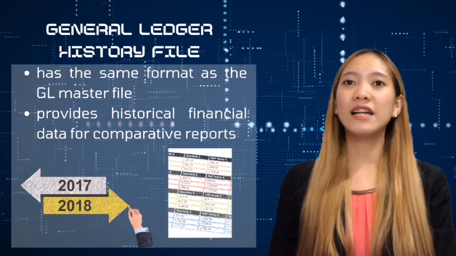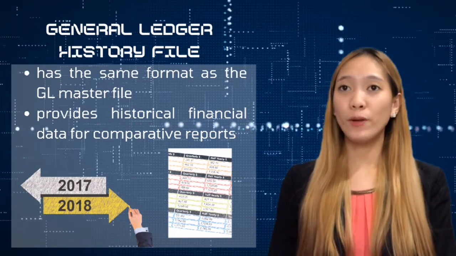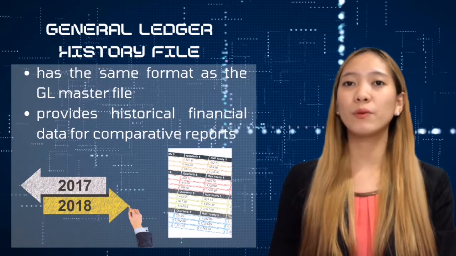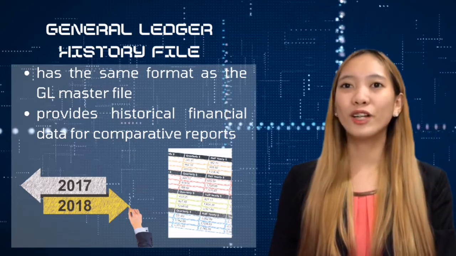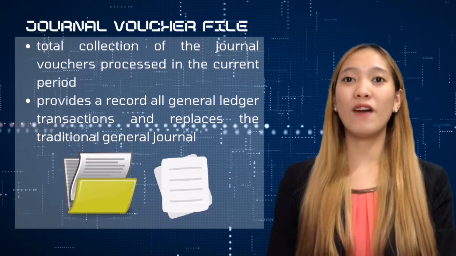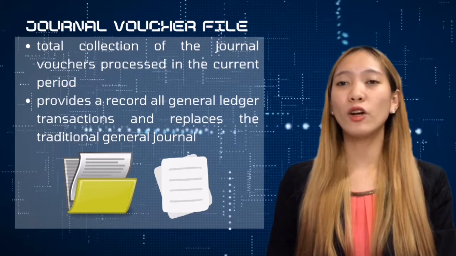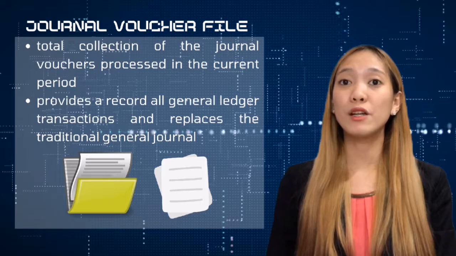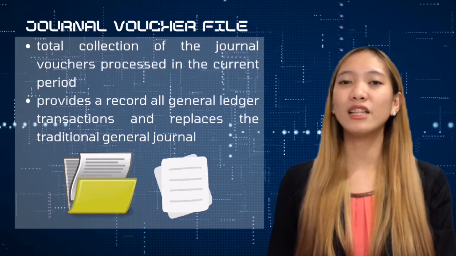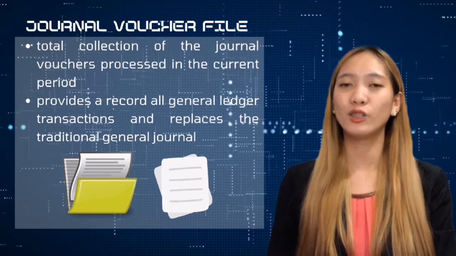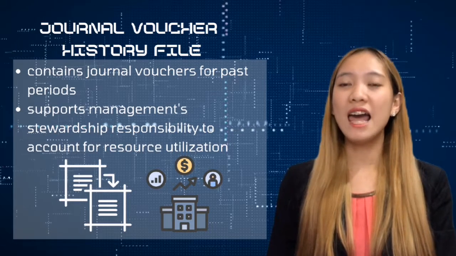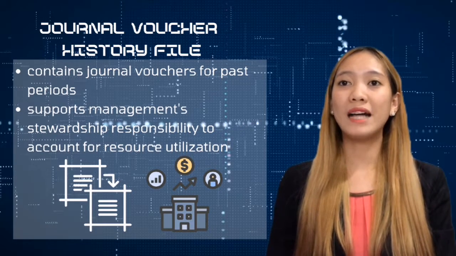The General Ledger History file has the same format as the General Ledger master file, but its primary purpose is to provide historical financial data for comparative financial reports. Next, the Journal Voucher file. It is the total collection of the journal vouchers processed in the current period. This file provides a record of all General Ledger transactions and replaces the traditional General Journal. Next, we have the Journal Voucher History file. It contains journal vouchers for past periods.